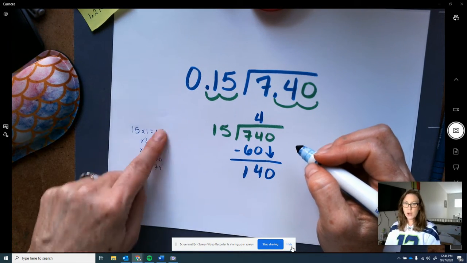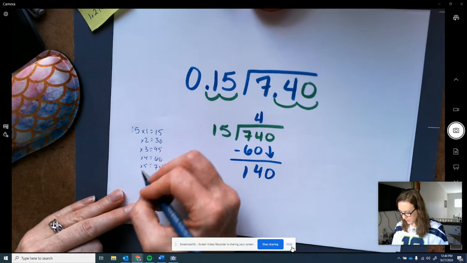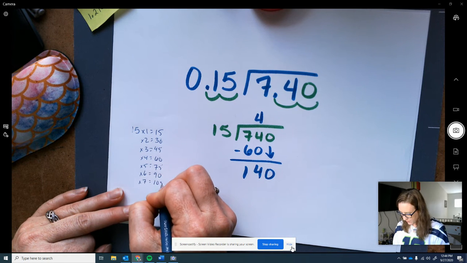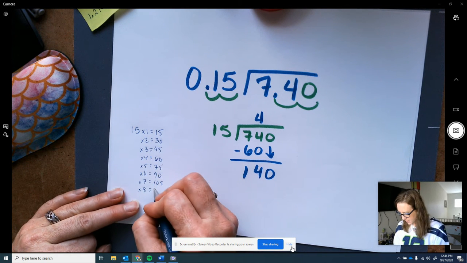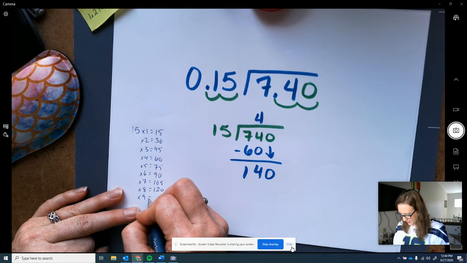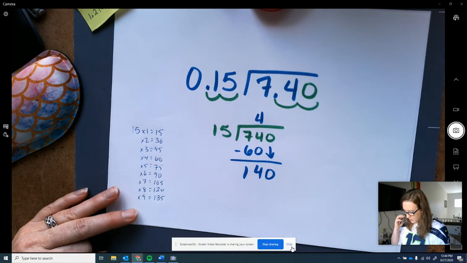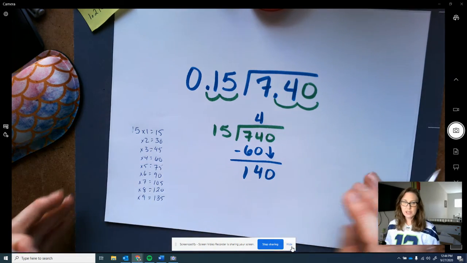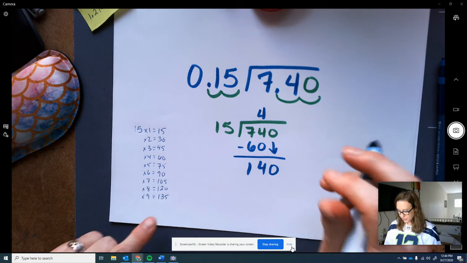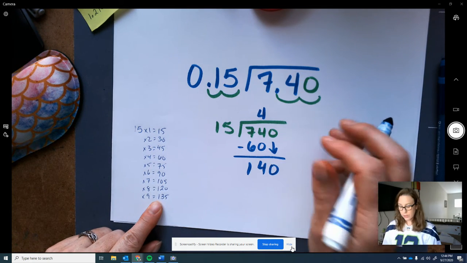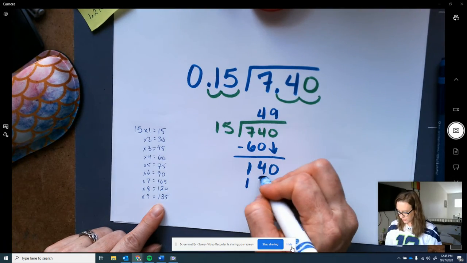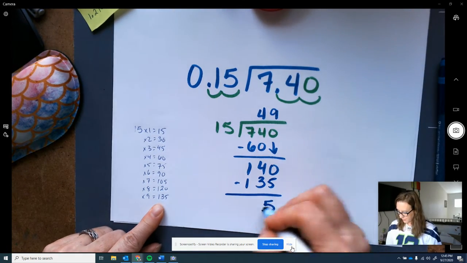I am quite a ways away, so I'm going to keep going with this. 6 is 90, times 7 is 105, times 8 is 120, times 9 is 135. Okay, so I shouldn't have to go to the tens, like 15 times 10, because that should be too much. And sure enough, the closest I can get without going over is 15 times 9, which is 135. I have 5 left over.